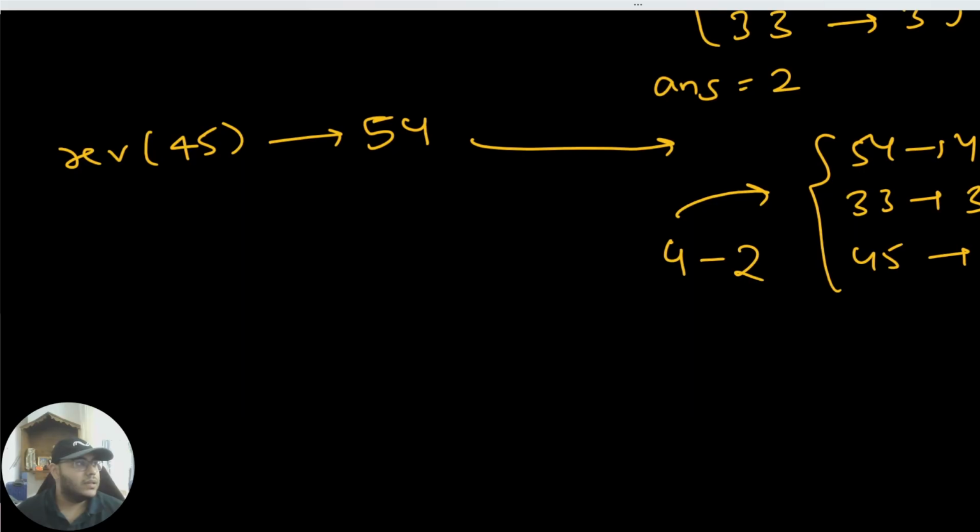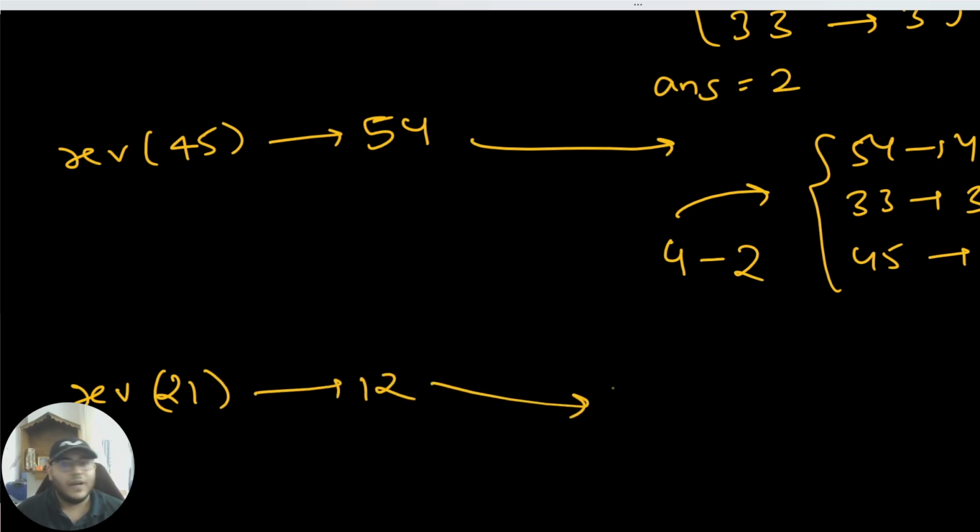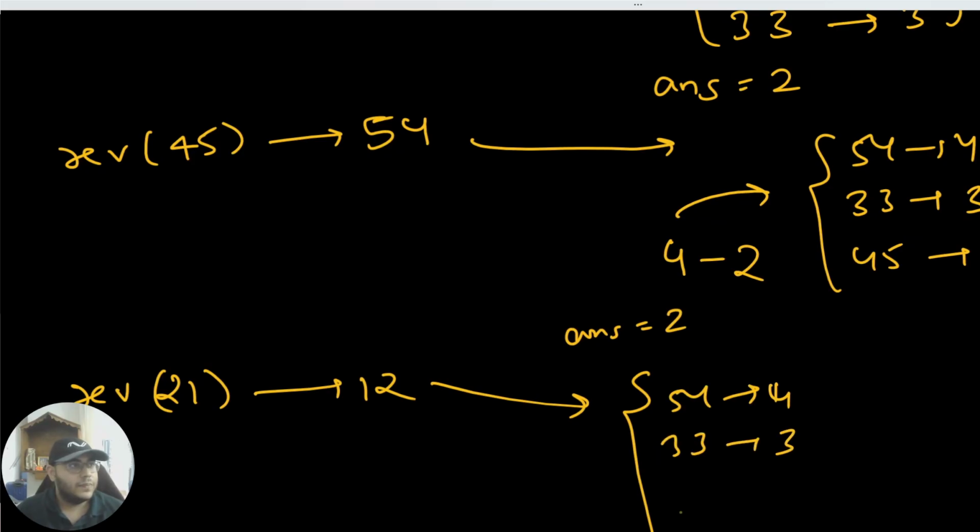Then we move on to the next element. The next element is what? The next element is basically 21. I think, yeah, it's 21. So the reverse of 21 is 12. We look up in the map, we find that it's not present there, we do not calculate it, answer still remains 2, and we push it into the map. 54 is 4, 33 is 3, 45 is 2, and 21 is 1, right?